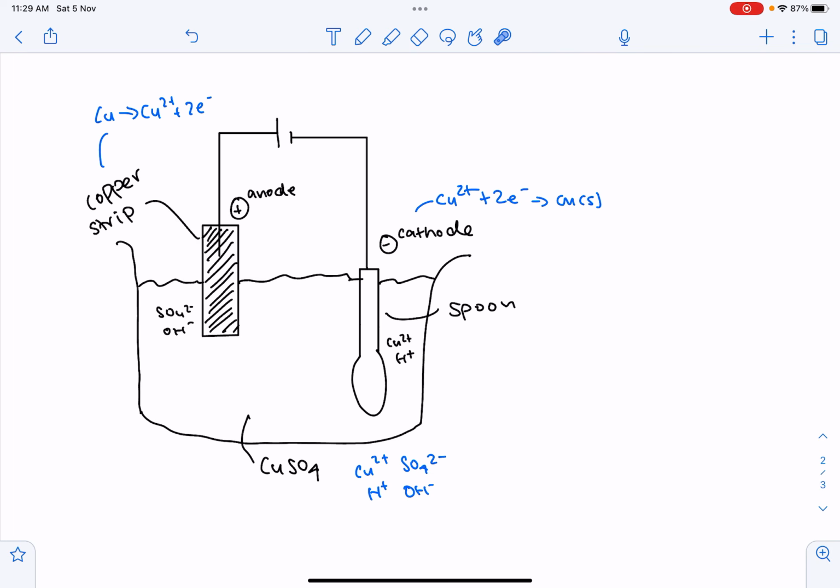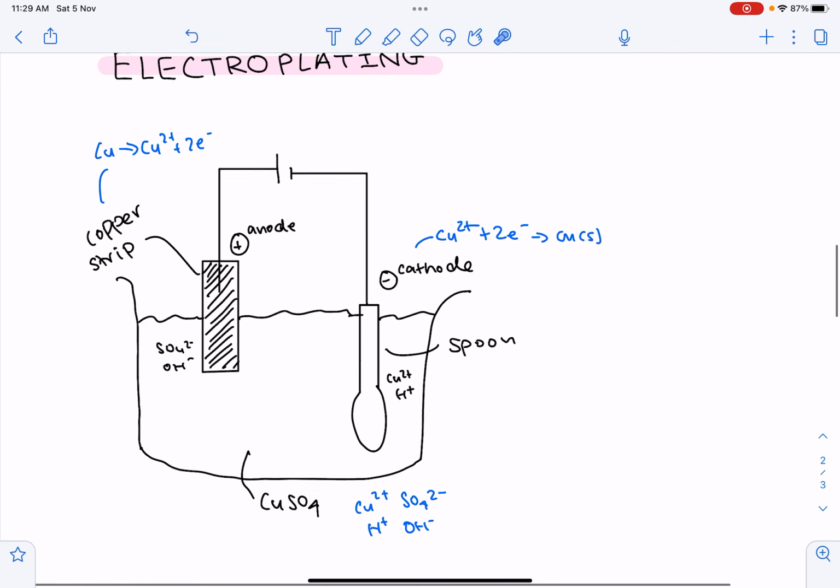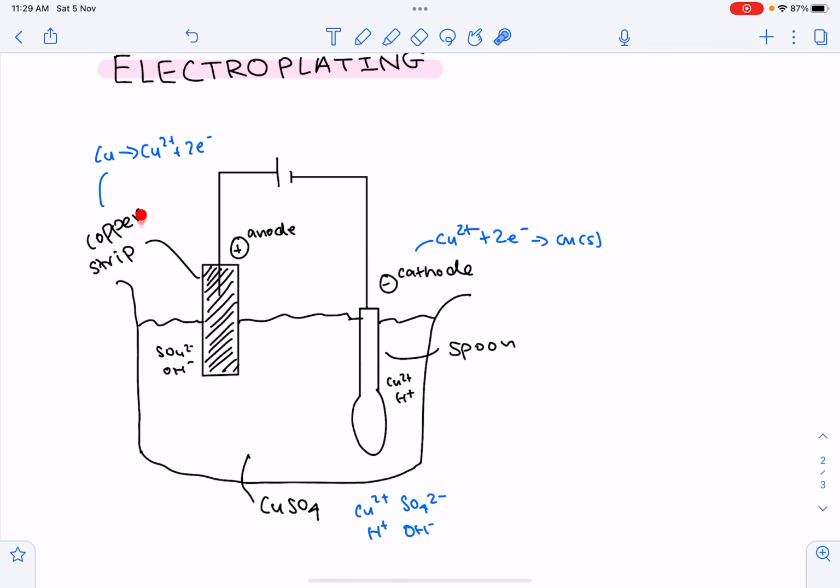But this is actually a little bit special. Since the copper strip is the anode and the anode is made out of copper, what happens is the copper strip oxidizes and then decomposes. This is a bit different to the examples above, but this is something to remember for electroplating. If the anode is made out of the metal that you're going to coat the cathode with, then the metal will decompose and be oxidized. This is the reaction for what happens at the anode.